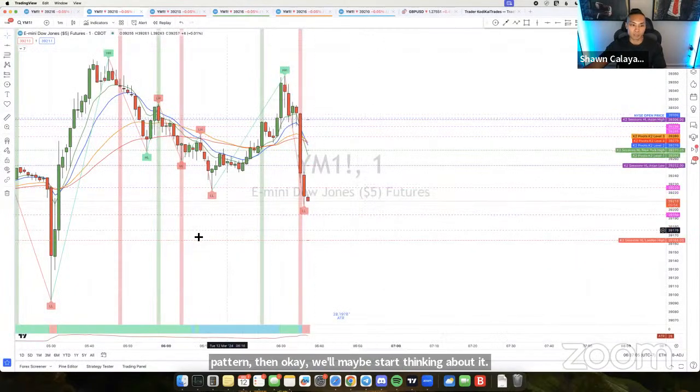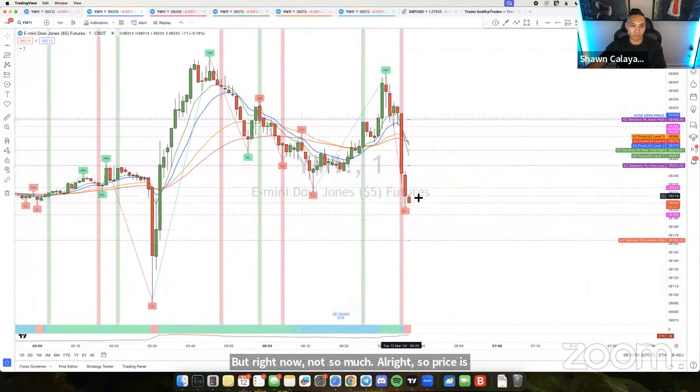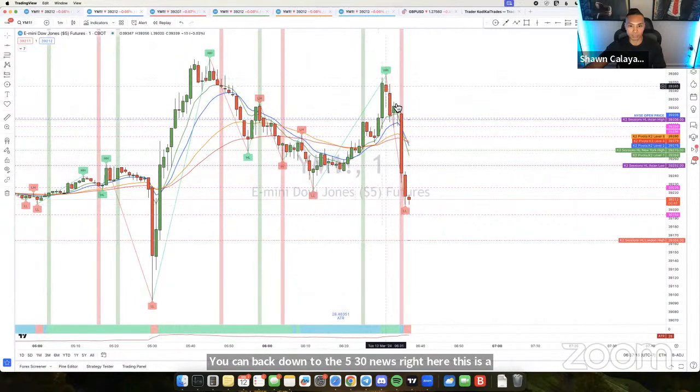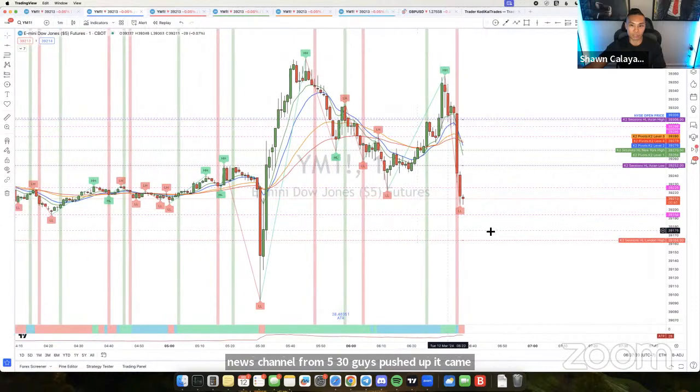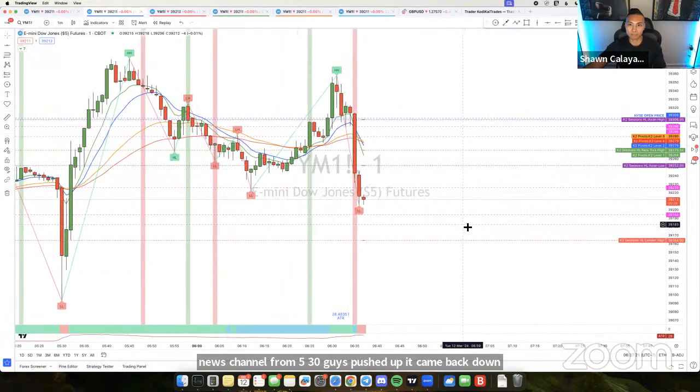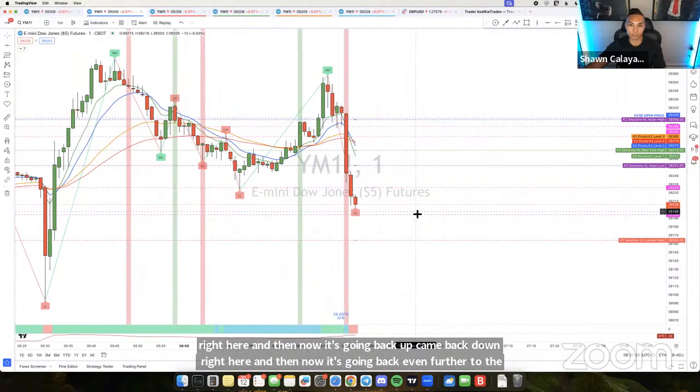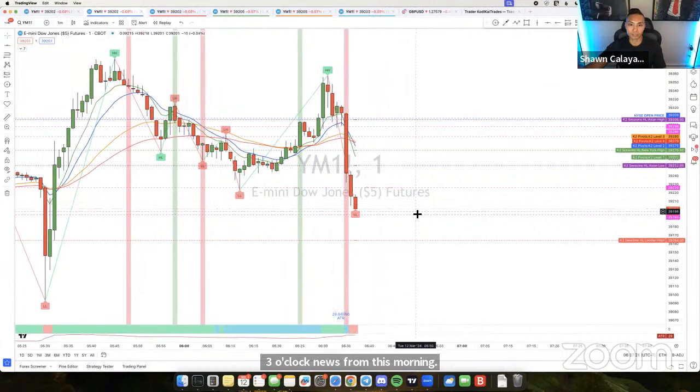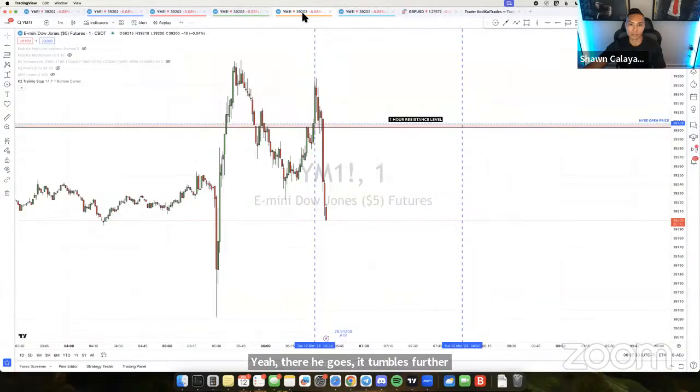All right, so price is pretty much correcting back down to what it already did. It corrected back down to the 5:30 news right here. This is the news candle from 5:30. Price pushed up, came down a little bit, bounced off it, came back up, came back down right here. And now it's going back even further to the 3 o'clock news from this morning. Yep, there we go. It tumbles further. And here we go back down.